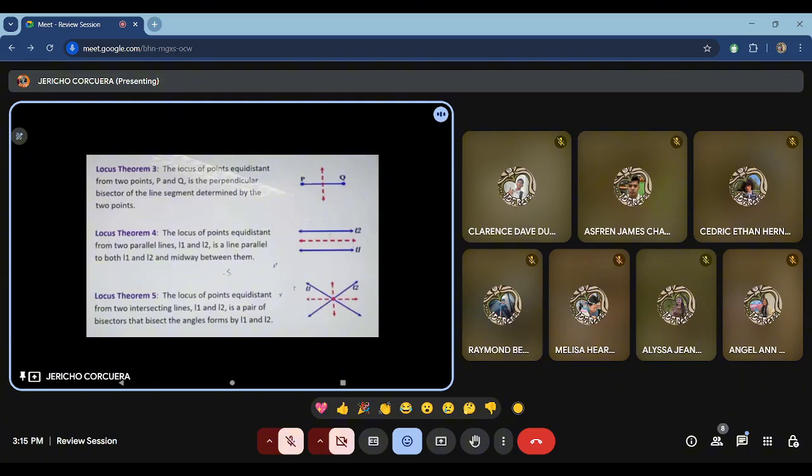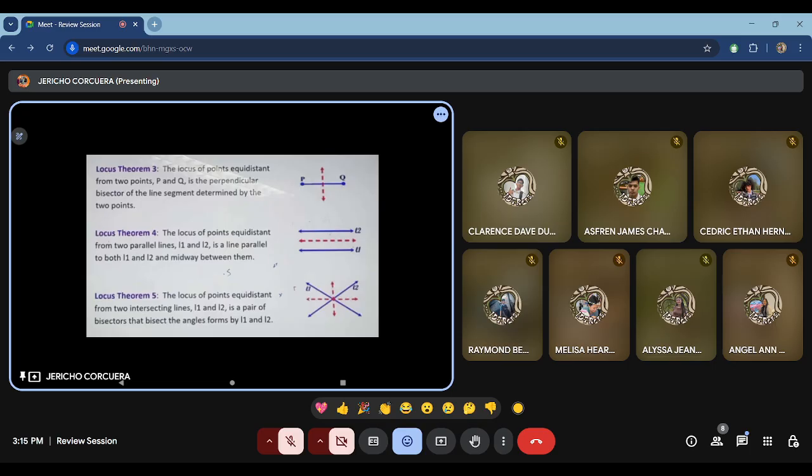And then locus theorem 5: the locus of points equidistant from two intersecting lines, L1 and L2, is a pair of bisectors that bisect the angles formed by line 1 and line 2. You can see here that L1 and L2 are intersecting lines, and then there's a pair of bisectors that bisect the angles formed by lines 1 and 2.